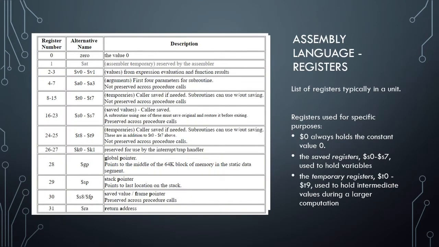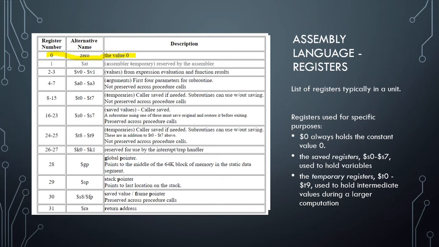Here's a list of registers that you can typically find in a unit. So I mentioned that you typically have 32 to 64 available to you, but some of those registers are reserved for specific purposes. And this is a good list that shows some of those specific purposes that can be assigned to a register. So some of them are already used. You'll see at the top we have register number 0, also known as the 0 register, super original. This register always holds the constant value of 0, so that value will not change.